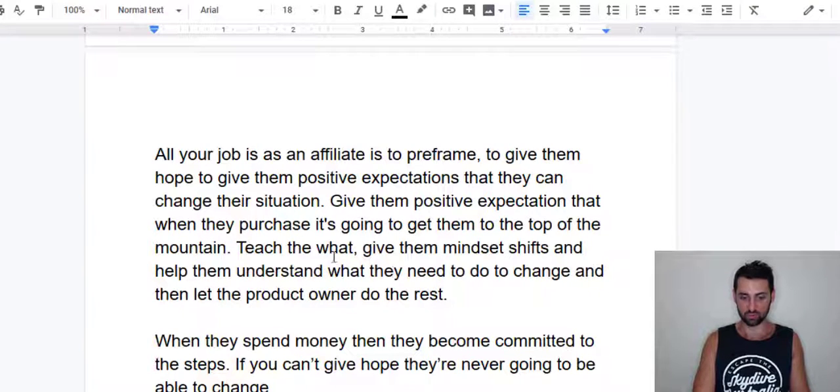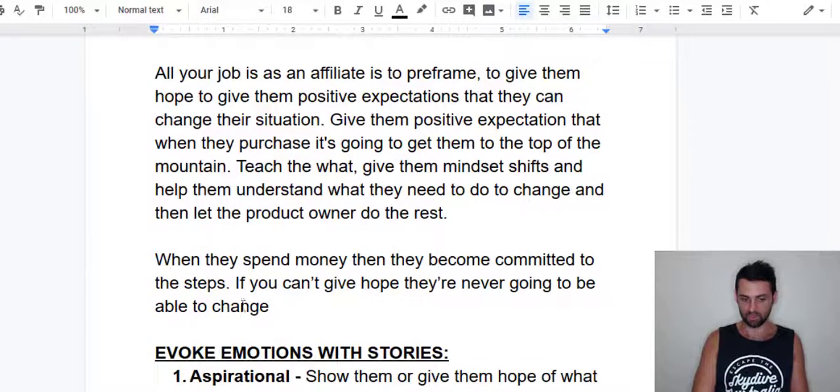You want to be teaching them the what, give them mindset shifts and help them understand what they need to do to change, then let the product owner do the rest. And like I said, when they spend money, then they become committed to the steps. If you can't give them hope, they're never going to be able to change.